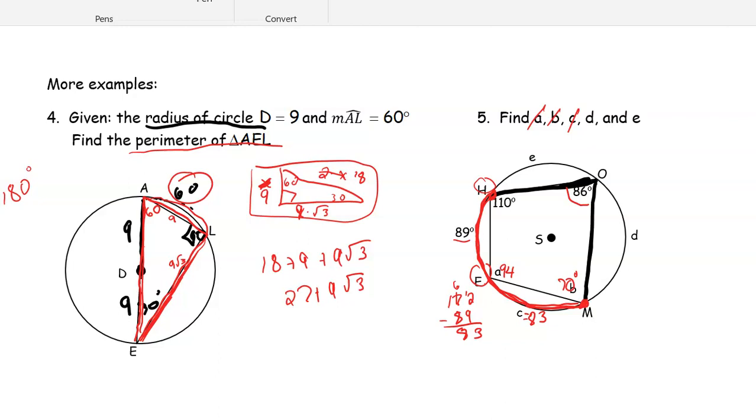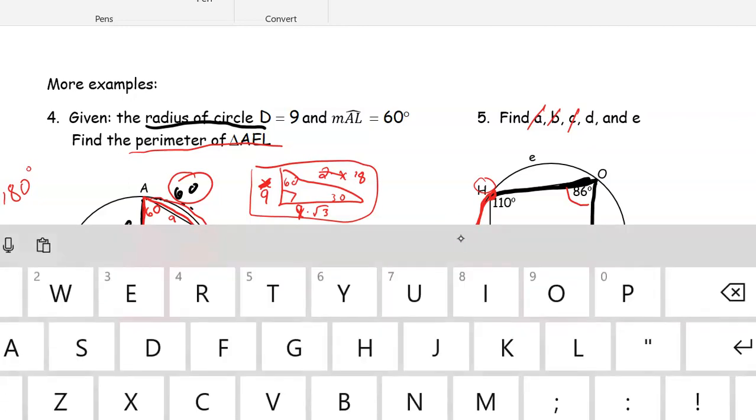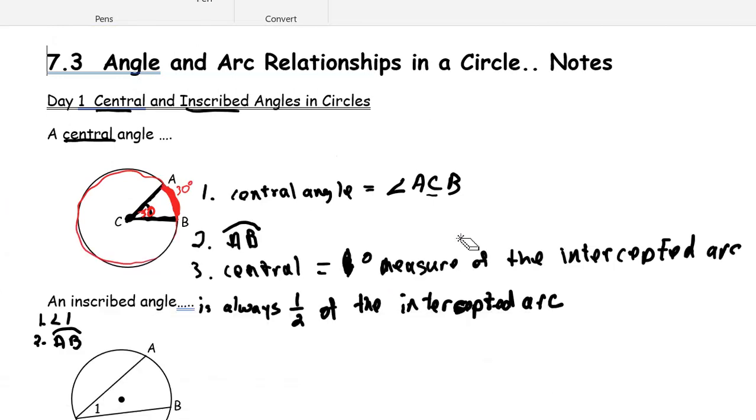Similar process with these other ones. So let me create a little bit of space again. So I'm going to erase some of this. So if you need to pause me, pause me. Get rid of that.